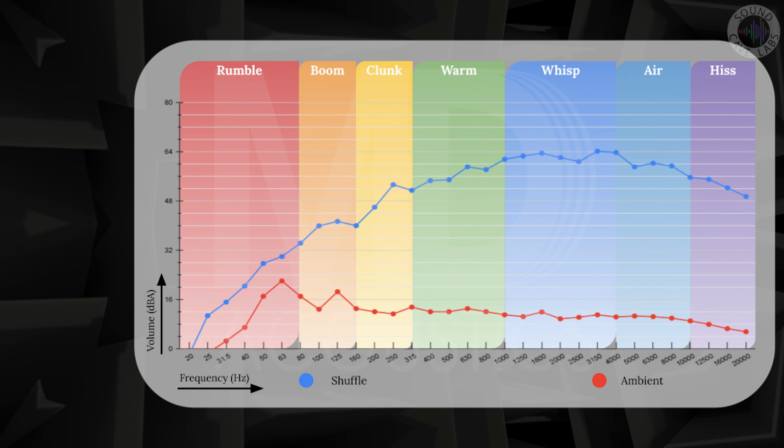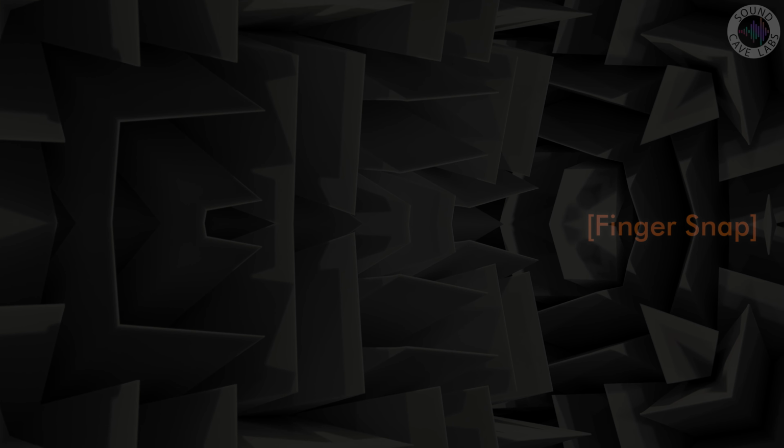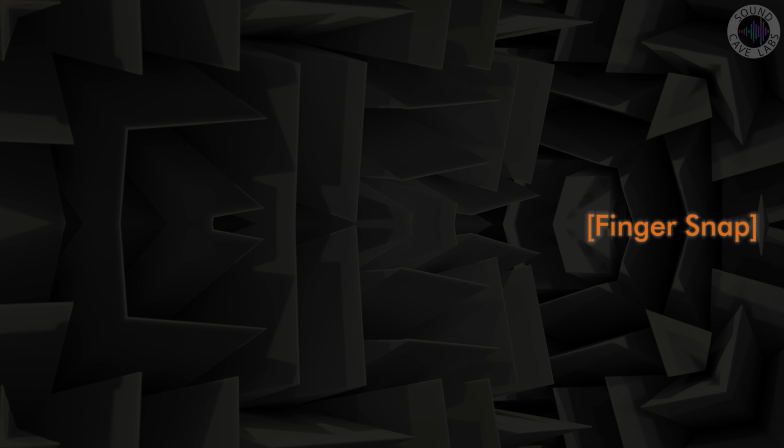Now let's take a closer look at the graph. Notice the frequencies between 20 and 50 Hertz. This is more than likely the result of air directly impacting the microphone. We have a slight bump in the boom, and then everything above that signifies that light, airy sound of a shuffle. Now let's take a look at snapping our fingers.